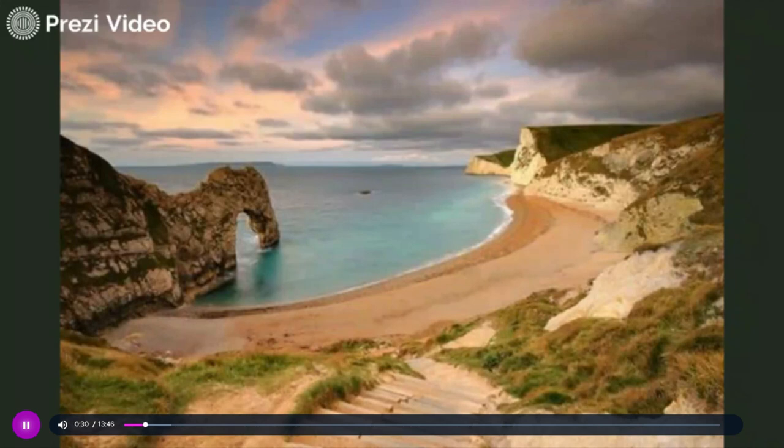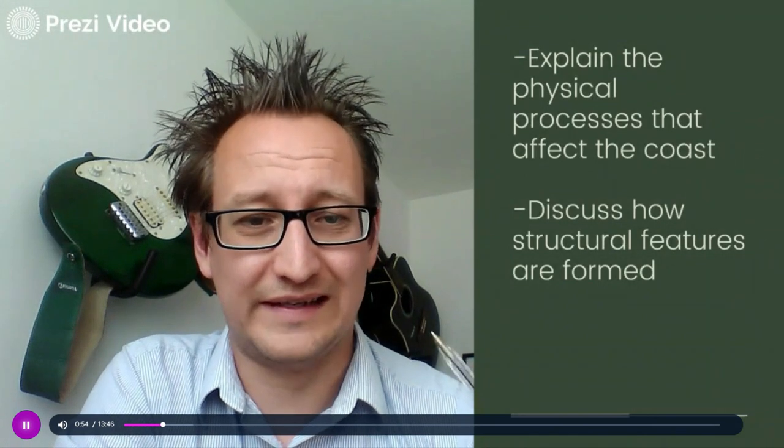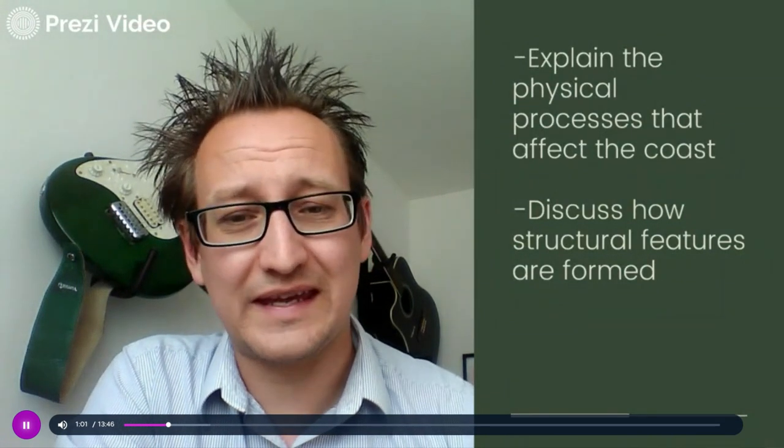What's interesting here is thinking about how this formed. How did this arch actually form? And why have we got a beach sat behind this big headland that sticks out? This is all down to physical processes that naturally occur in the world around us. So in this session we're going to work through, firstly, the physical processes that affect the coast and explain how those physical processes can lead to the formation of structural features like that arch.